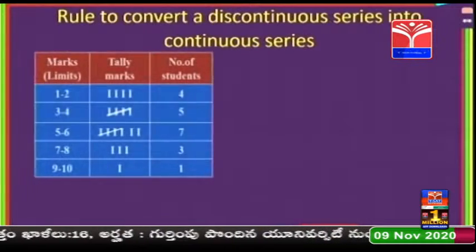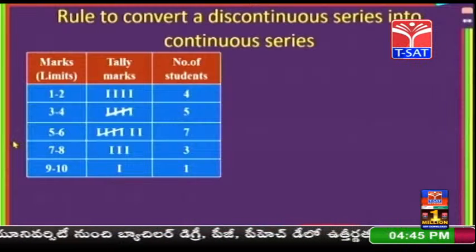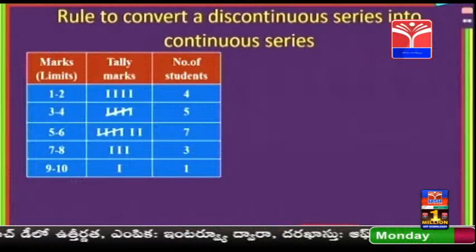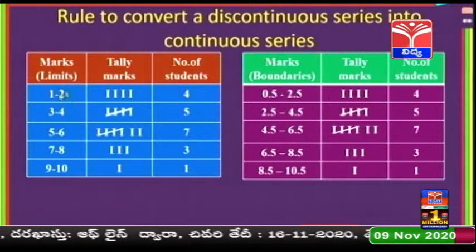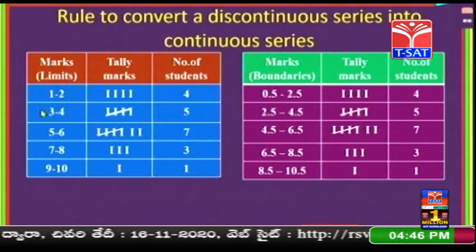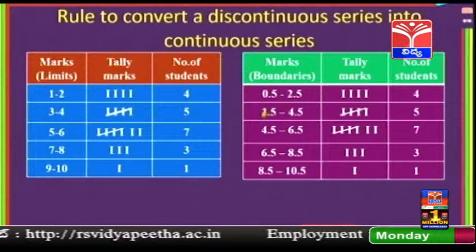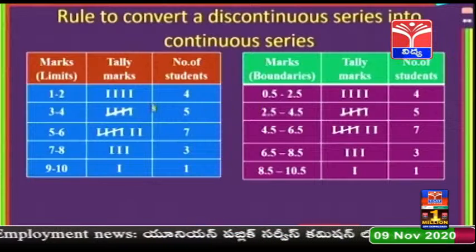We have to convert this discontinuous series into a continuous series. How can we convert this discontinuous series into a continuous series? That is by using the average of the upper limit of the first class and the lower limit of the second class, which becomes the upper boundary of the first class and the lower boundary of the second class. So, students, observe that in the first class interval we have 1 to 2 and in the second class interval we have 3 to 4.